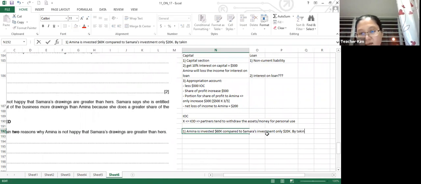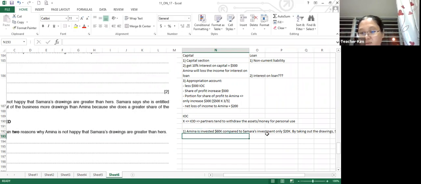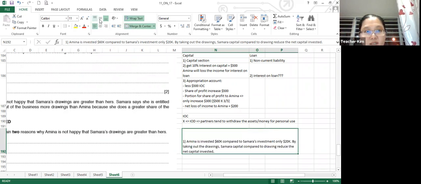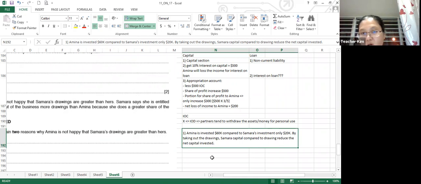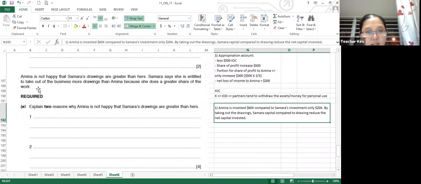By taking out the drawing, Shamara's capital compared to drawing has reduced the net invested. So this is one of the reasons, because Amina invested more, so by right she should take more. She should take more drawing compared to Shamara. Okay. The next thing is, what else can we talk about?